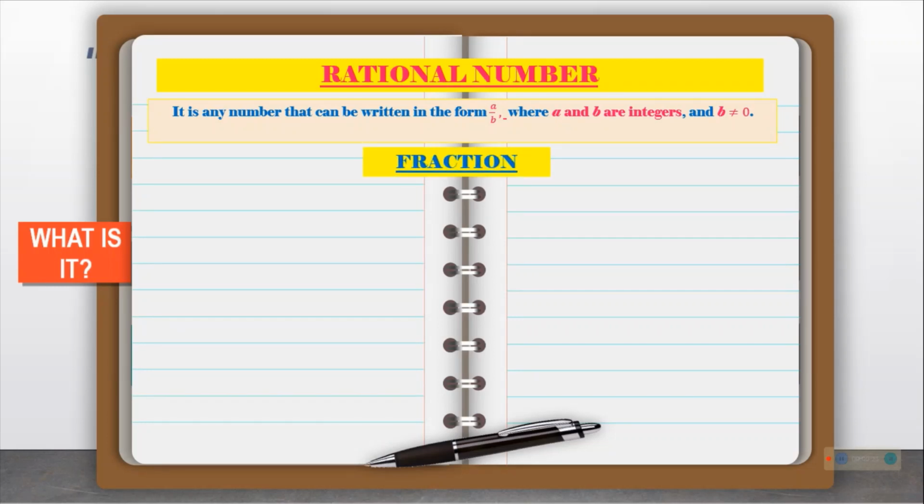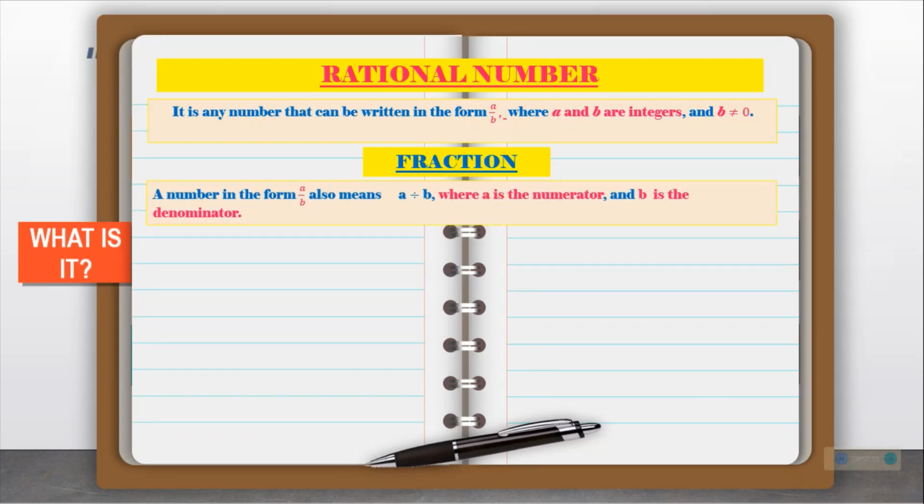Under rational numbers, we have fractions. A fraction is a number in the form a over b, also meaning a divided by b, where a is the numerator and b is the denominator. So kapag nakakita kayo ng fraction, automatic that is division. And then yung nasa itaas, that is the numerator, and yung nasa ibaba, that is the denominator.